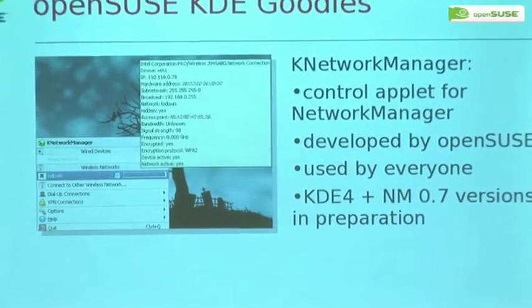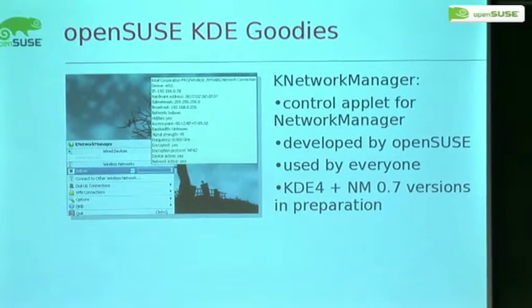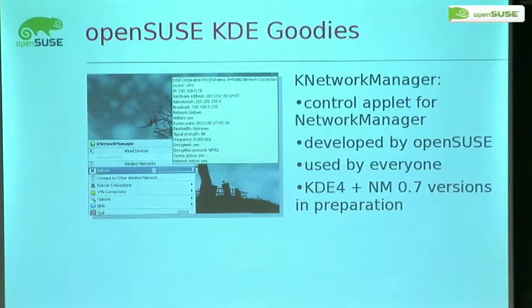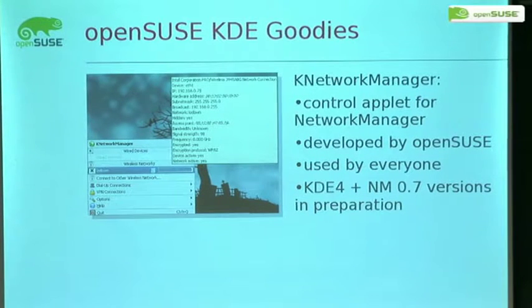KNetworkManager, that's the old screenshot, and it's the control applet for the Network Manager daemon. Again, that's developed and maintained by OpenSUSE, and every other distribution uses it and benefits from it. We're working on versions of that to cover KDE 4; at the moment you can use the KDE 3 applet under KDE 4, but by the time KDE 4.1 comes out, or 11.0, we will have a KDE 4 based applet and that will cover both Network Manager 0.6, so other distributions which are still using Network Manager 0.6 can benefit from that, or 0.7, which we're going with.